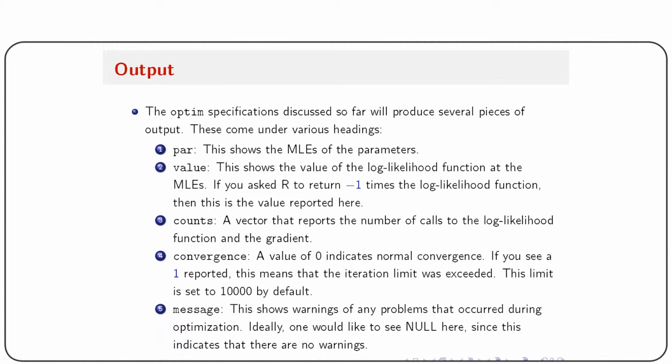The convergence, a value of 0 indicates normal convergence. If you see a 1 reported, this means that the iteration limit was exceeded. This limit is set to 10,000 by default. And message, this shows the warning of any problems that occur during optimization. Ideally, one would like to see NULL here, since this indicates that there is no warning.